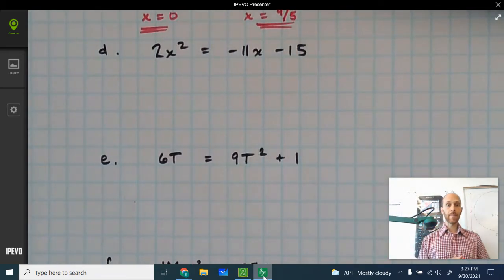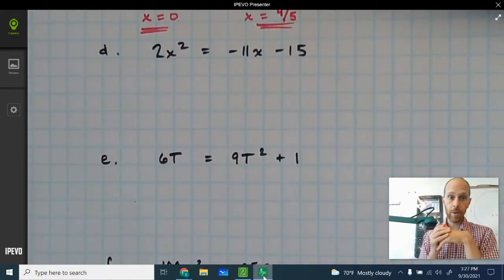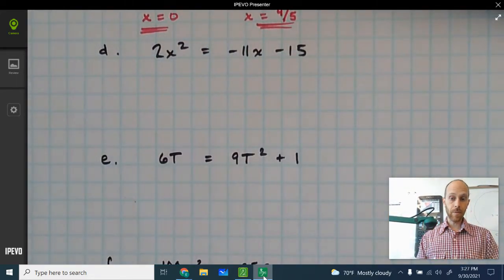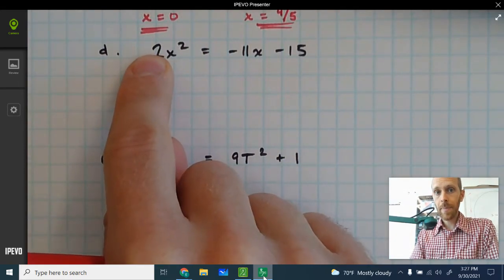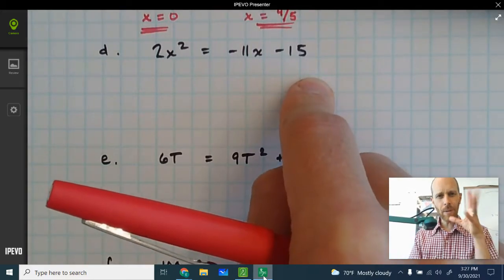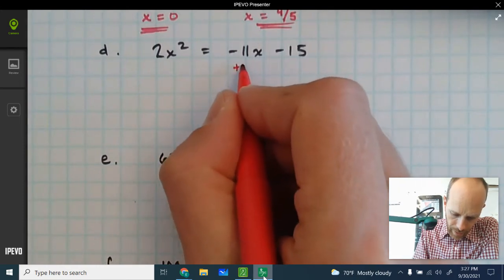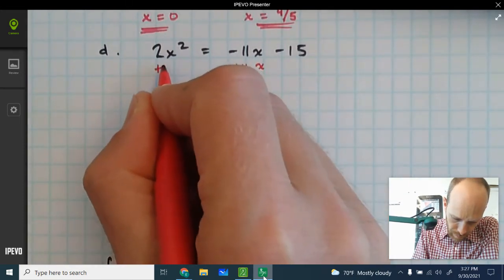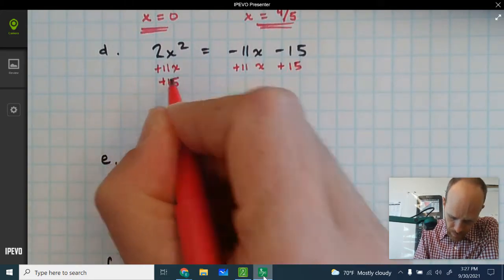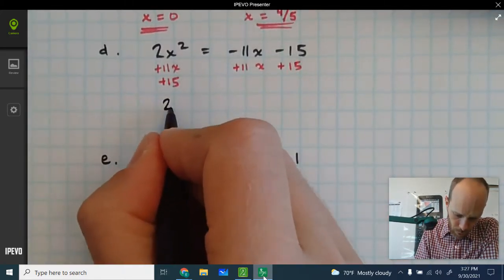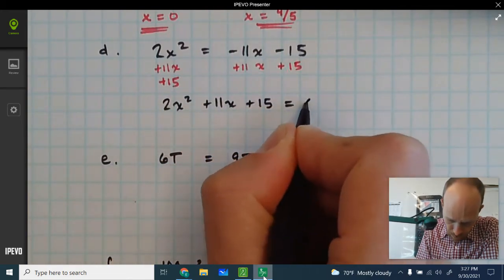Now, if I can make a recommendation to you, there's always going to be an x squared term, and wherever that x squared term is, keep it positive. So while we could technically move this 2x squared by subtracting it to the other side, that would make the x squared term negative, and we don't want that. So instead, we're going to add 11x to both sides. We're going to add 15 to both sides. That's going to give us 2x squared plus 11x plus 15 is equal to 0.